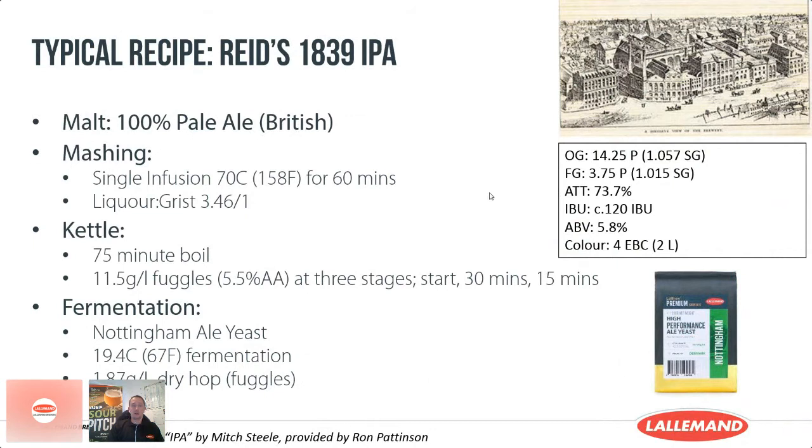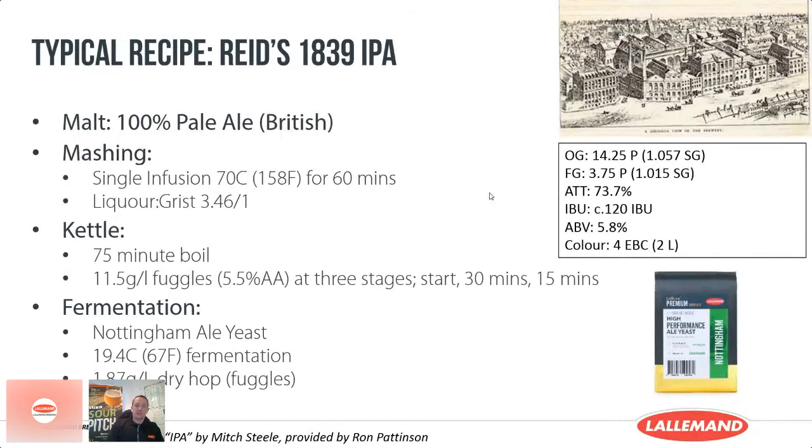It was 100% pale malt. The mashing was a single infusion of 70 degrees Celsius or 158 Fahrenheit, which is very high, even by today's standards. Liquor to grist ratio of 3.46 litres to a kilo of malt, a 75-minute boil, and the hopping was 11.5 grams a litre of Fuggles, which would have been from Kent in the south east of England, and it states here at 5.5% alpha acids, and these were added in at 3 stages throughout the boil. At the very start, 30 minutes towards the end and 15 minutes toward the end. So three different hop additions throughout the boil, and that seems reasonably common in some of these old IPAs.